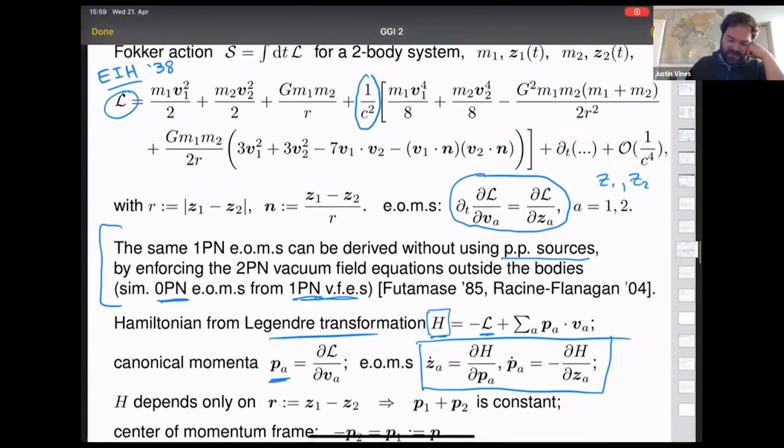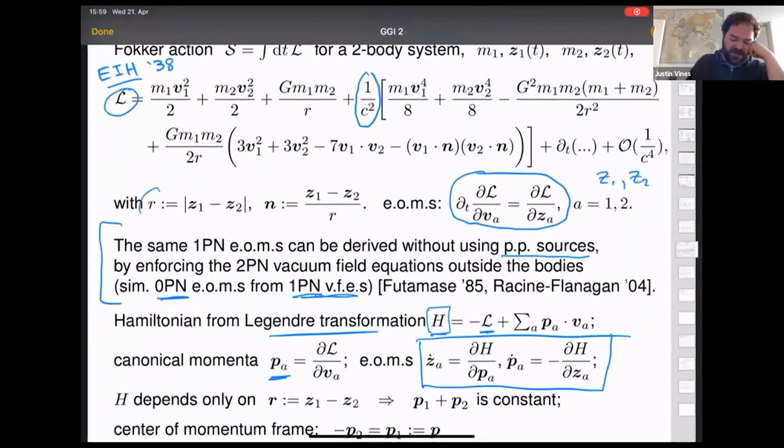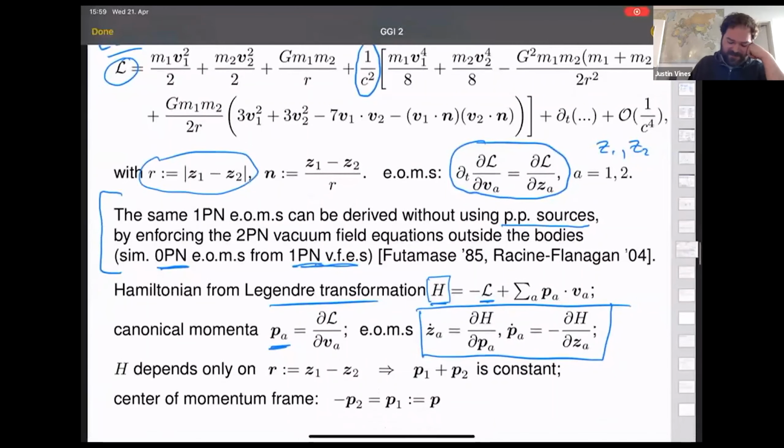We note that this Lagrangian actually didn't only depend on that magnitude R, but only on the vectorial separation between the two world lines. It didn't individually depend on the two world lines. It immediately follows from Hamilton's equations and one line of algebra that the sum of these two canonical momenta is conserved, is a constant in motion.